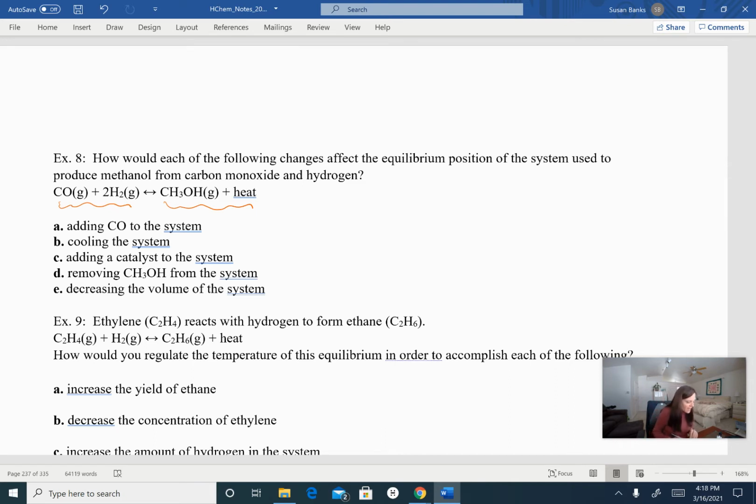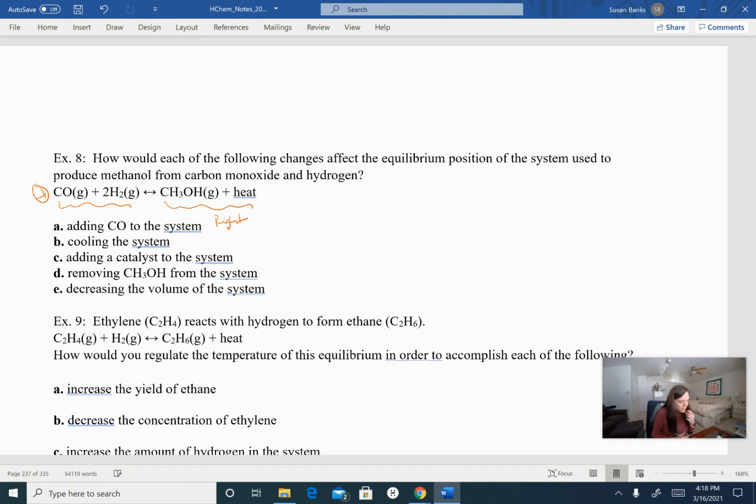So let's see, if I add CO2 to this system, it's going to make my reactant side really heavy. So I'm going to need to shift right to make more products. So I'm going to shift right.